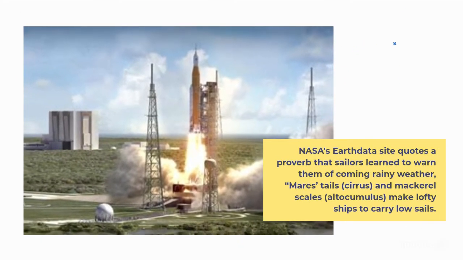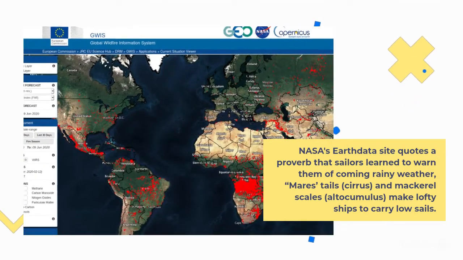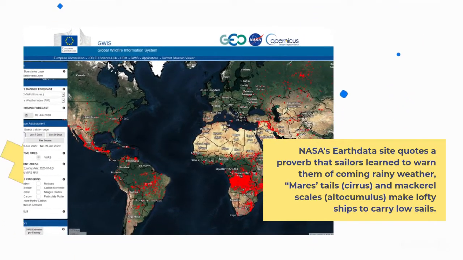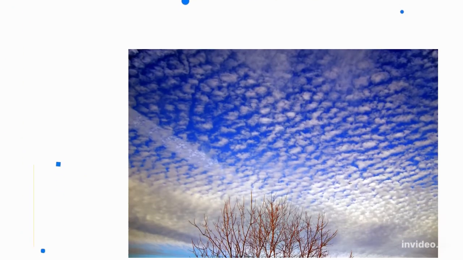NASA's Earth data site quotes a proverb that sailors learn to warn them of coming rainy weather: mare's tails, cirrus, and mackerel scales, altocumulus, make lofty ships to carry low sails.